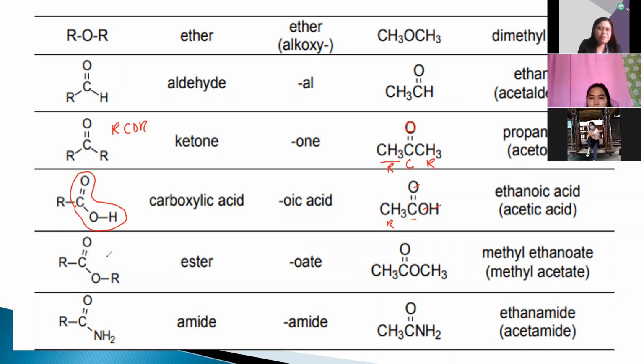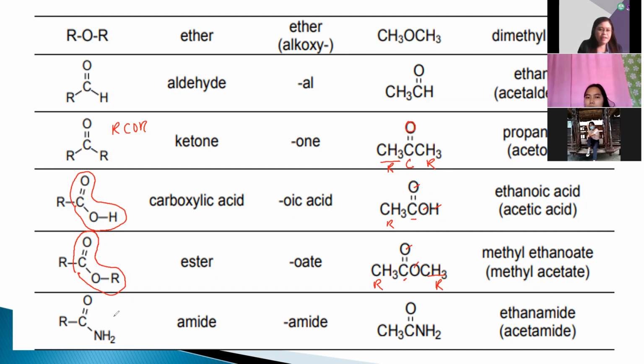Now for the ester, you can identify ester if you can see this COOR. So let's look at the example. This one is the R here, COO, and then the CH3 is also an R, any functional group. We call this methyl ethanoate or the methyl acetate.